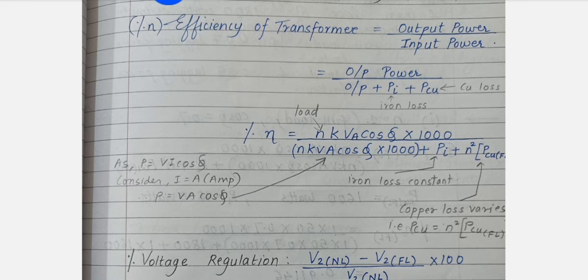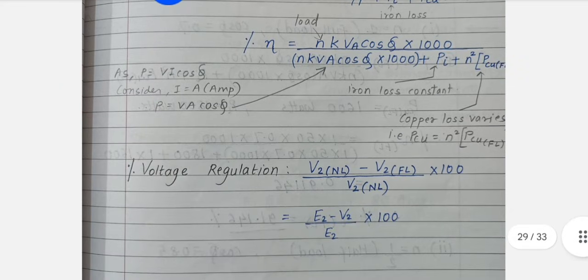What will be the formula? You have to remember this formula. Again, it is important in numericals. That is N kVA cos phi into 1000 upon, in the denominator the same thing, N kVA cos phi into 1000. But what you have to add? You have to add copper losses and iron losses. Remember, iron losses are constant, but copper losses are N square into copper loss at full load. You have to remember this because copper loss varies, and N over here is your load. So it is N kVA cos phi into 1000 upon N kVA cos phi into 1000 plus copper loss plus iron loss. This was the formula for efficiency of transformer. In the definition, you can write simply, it is the ratio of output power upon input power.